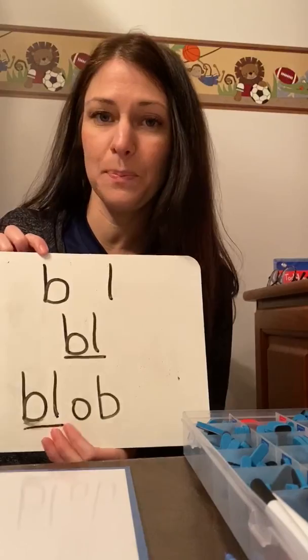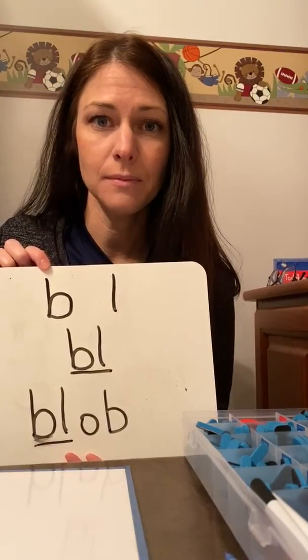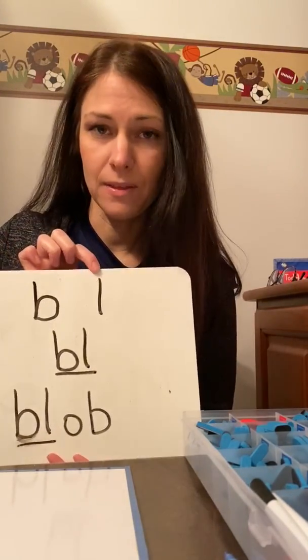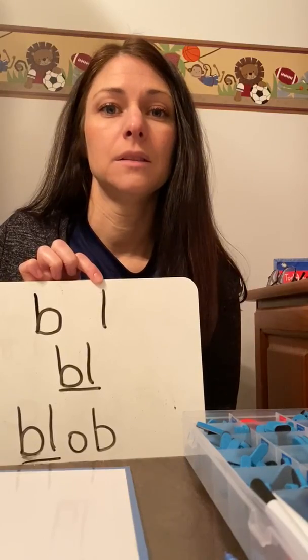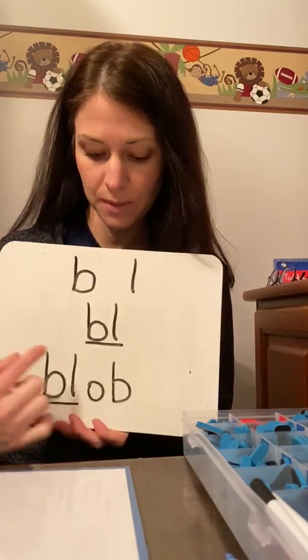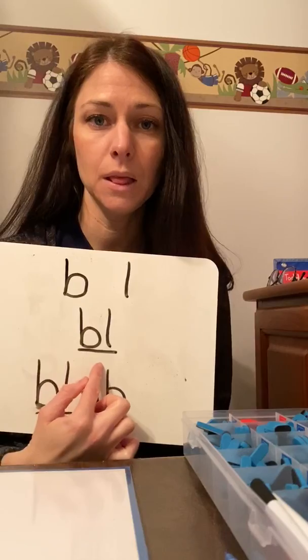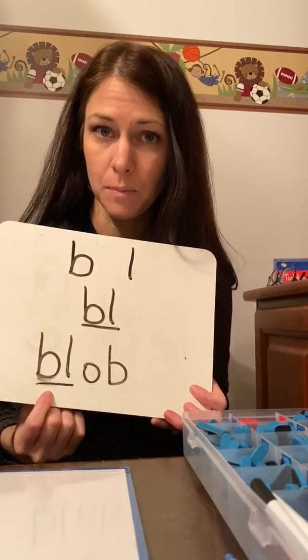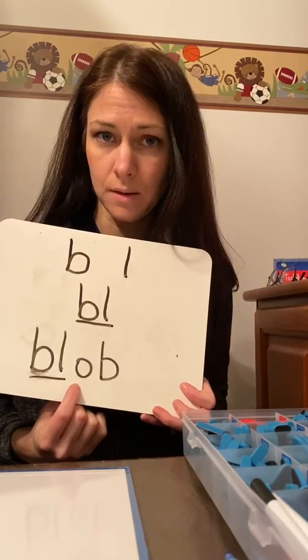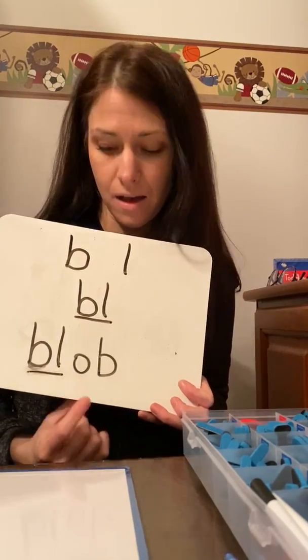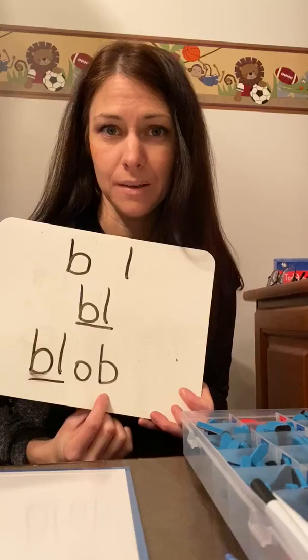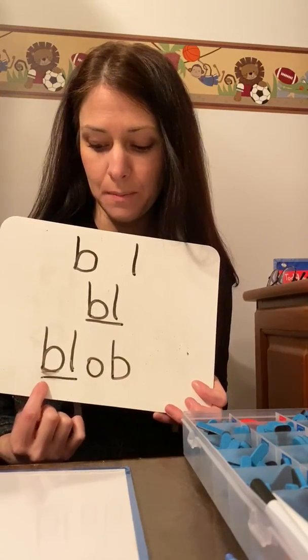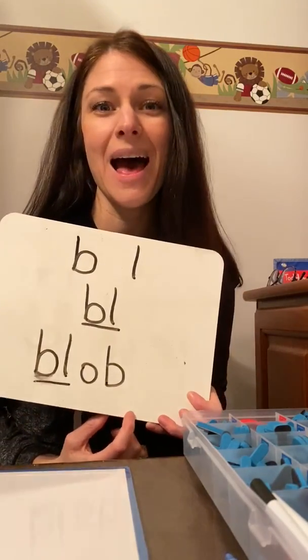What sound does B say? B. Good. What about L? Ooh. Now let's put them together. Bl. And now let's read the bottom word. Bl, o, b. Now read it to me. Blob. Very good. You are doing awesome.